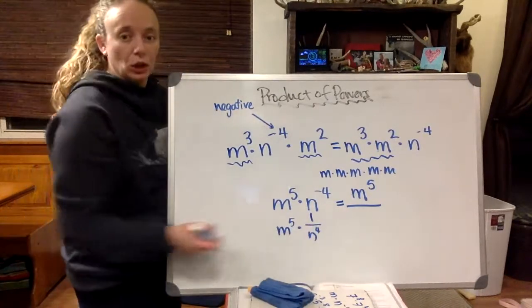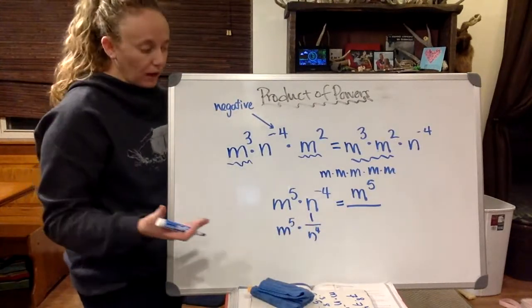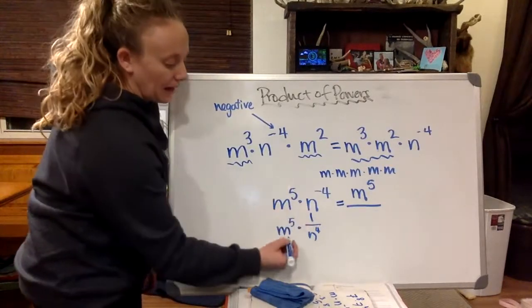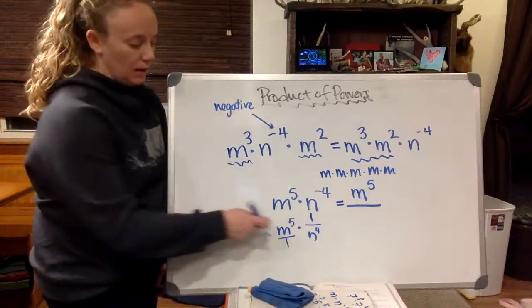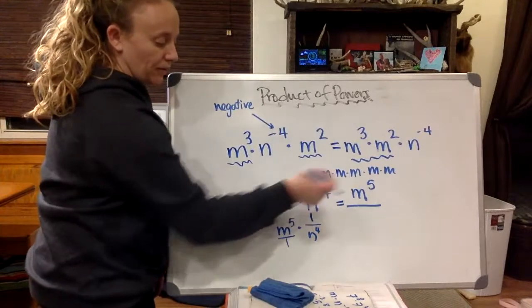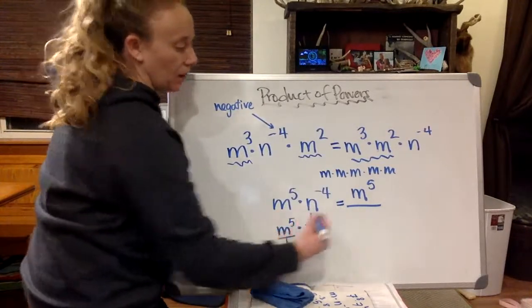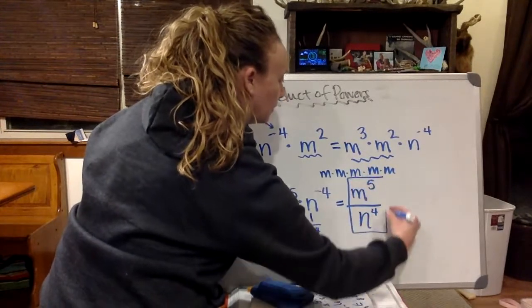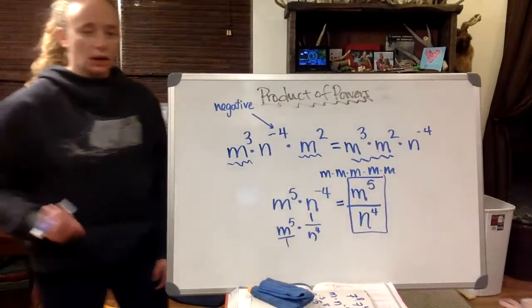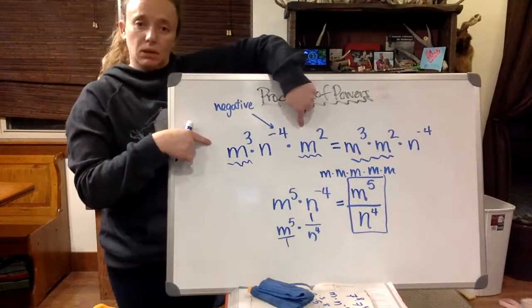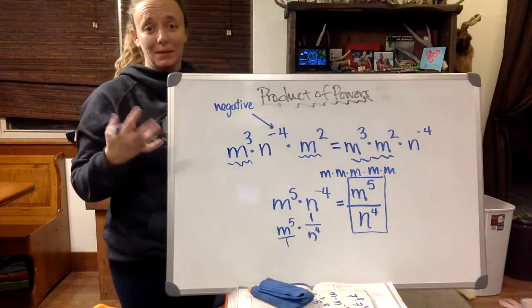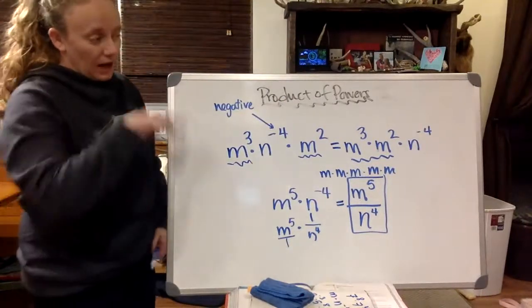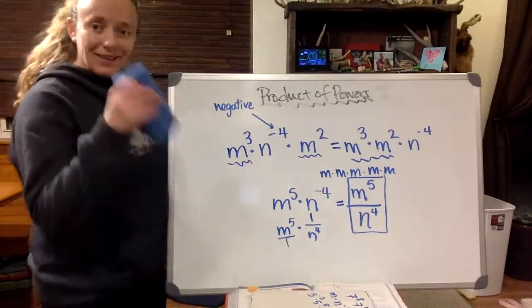This doesn't look complete. It's not simplified. So if I were to do this math, m to the fifth over 1, m to the fifth times 1 is m to the fifth. 1 times n to the fourth is n to the fourth. So here is my final answer to this monstrous thing: m to the fifth over n to the fourth. I know I've happily confused you. Let me do it some more.